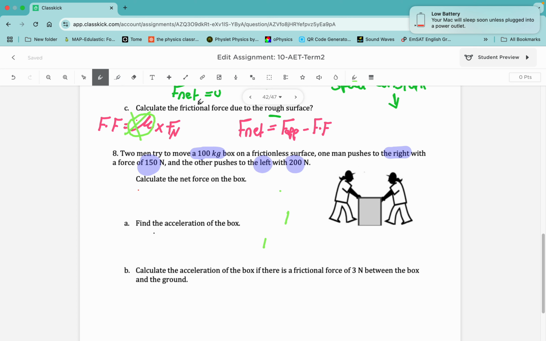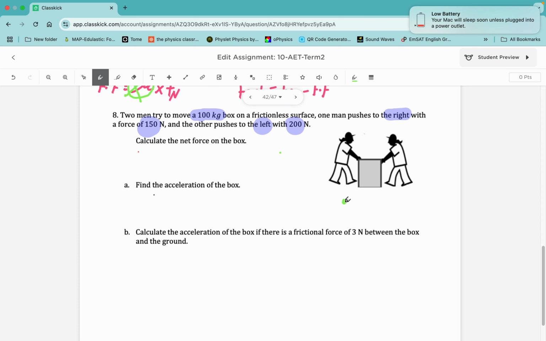To help us understand the situation, we can draw a free body diagram. We have two forces, one to the right, which is 150, and the other to the left, which is 200 Newtons. I'm trying to be accurate by drawing 200 larger than 150. Okay, what is the net force? This is the easiest question, because we have these two forces in opposite directions, so we subtract 200 minus 150. It gives 50 Newtons.